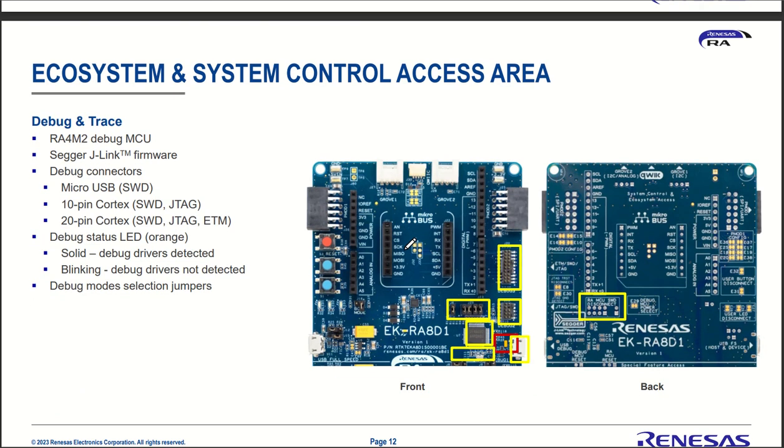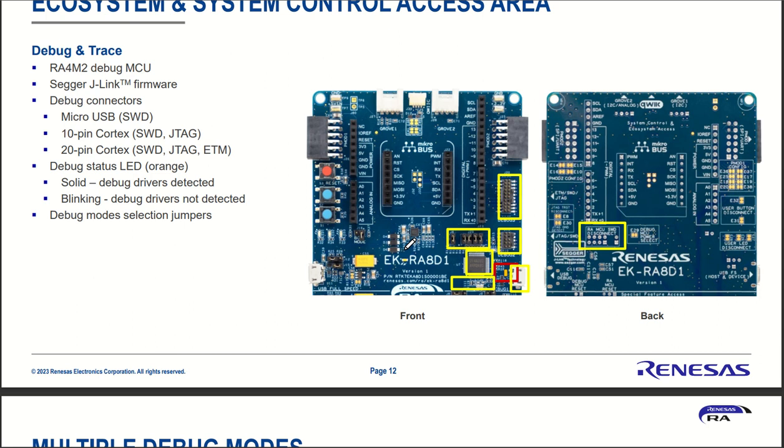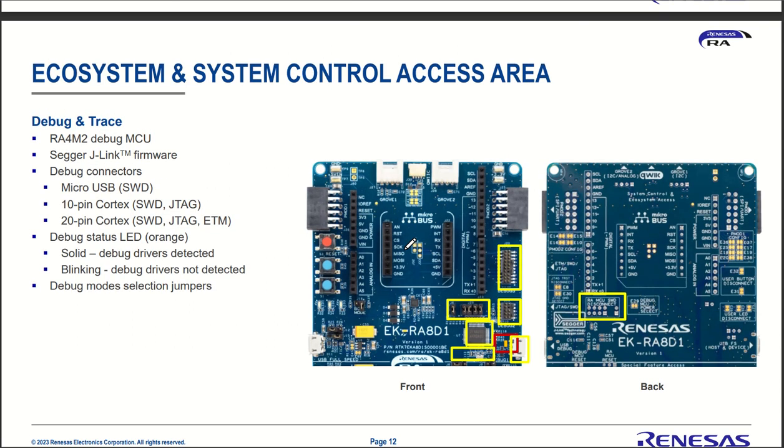Coming to the next area, if you see debug and traces, these yellow blocks show you what the debugs are and how they are getting connected. So this has the RA debug MCU, so you don't have to worry about the debug section. You will not be needing all these things while developing, so basically this is not required.